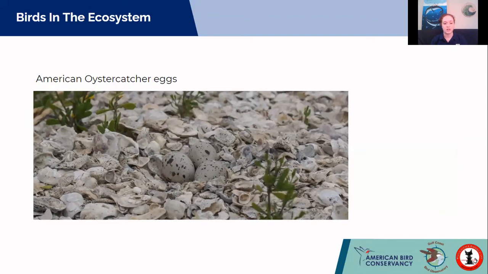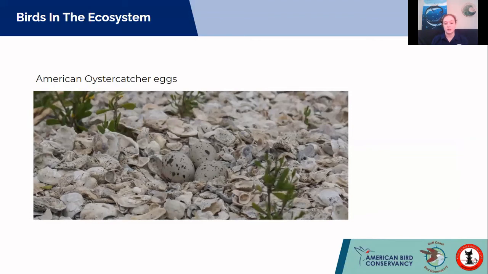The American oyster catchers will make their nests by scraping out a shallow bowl in the sand or shells called a scrape. The female will lay 2 to 3 eggs in the nest, and then she and the male will take turns incubating the eggs for 24 to 28 days.